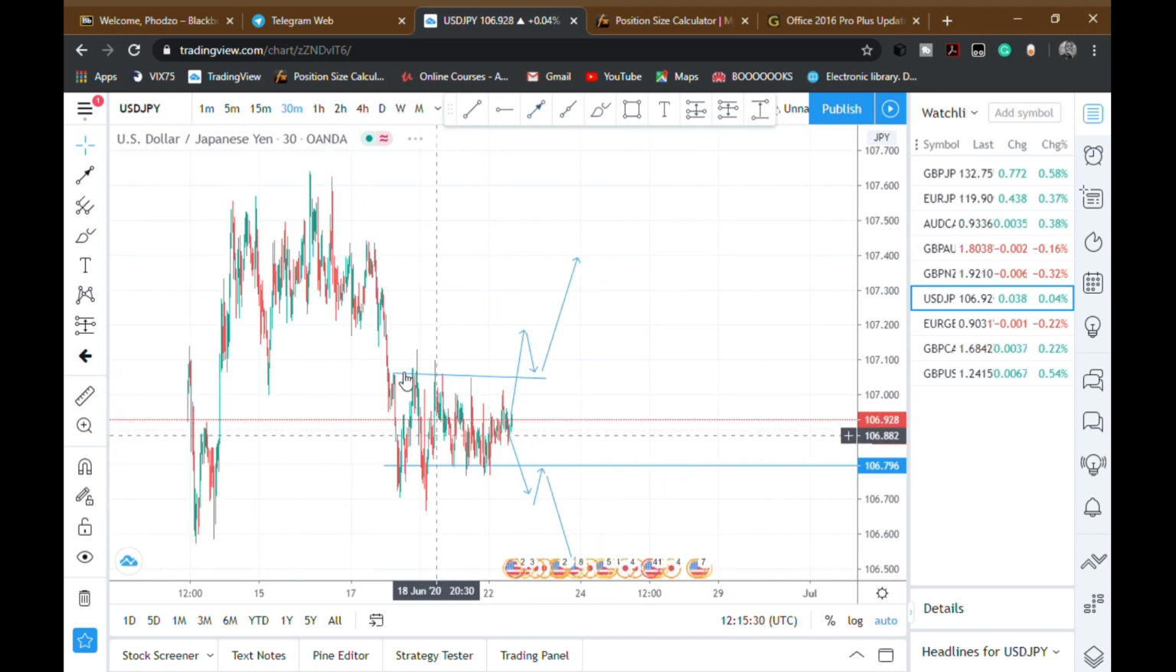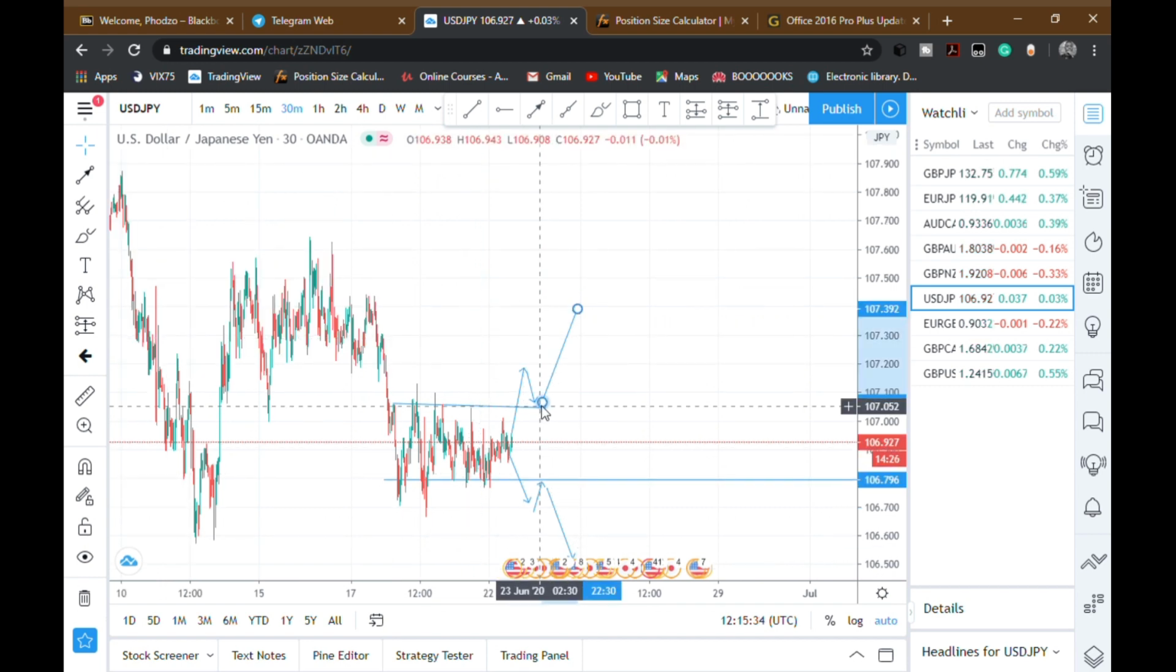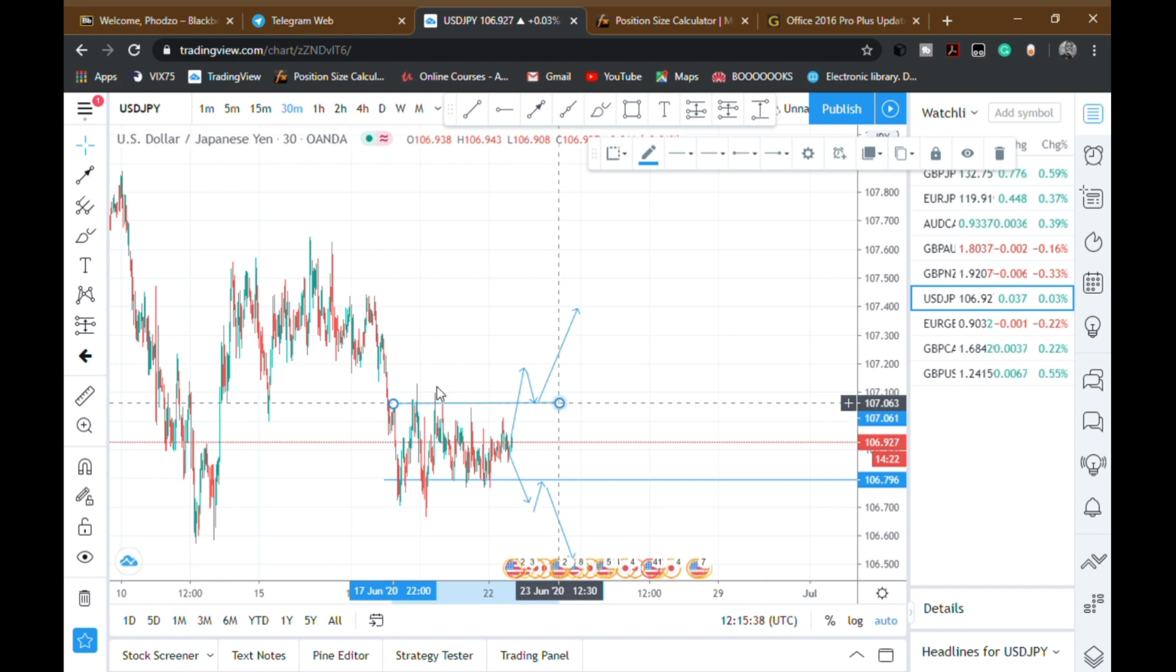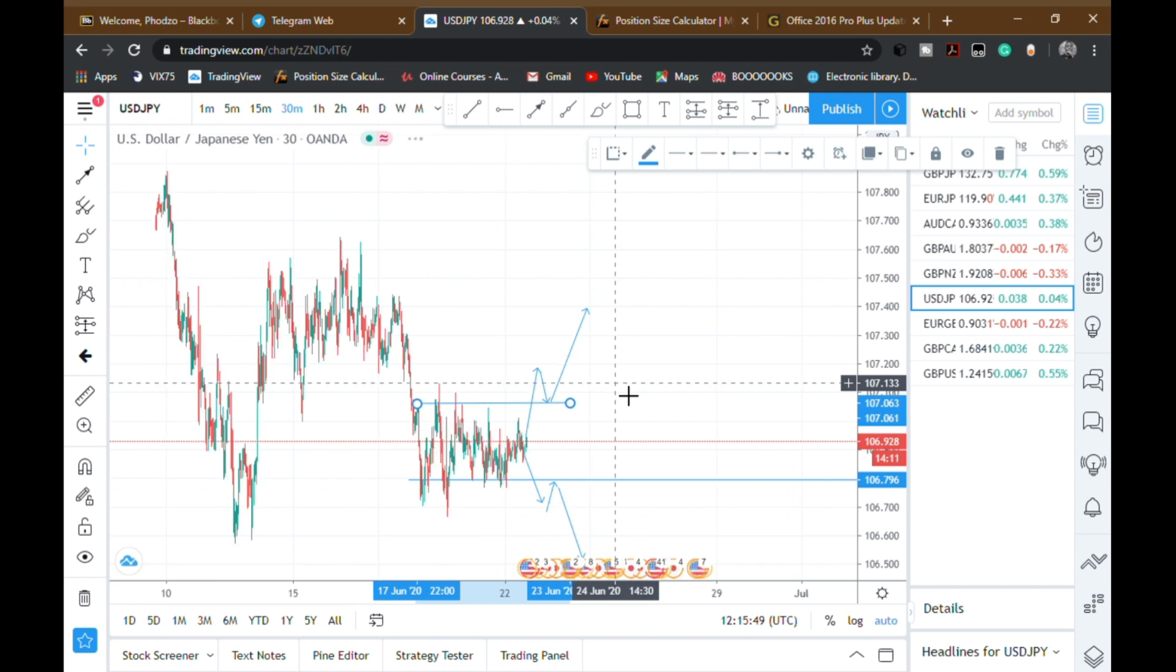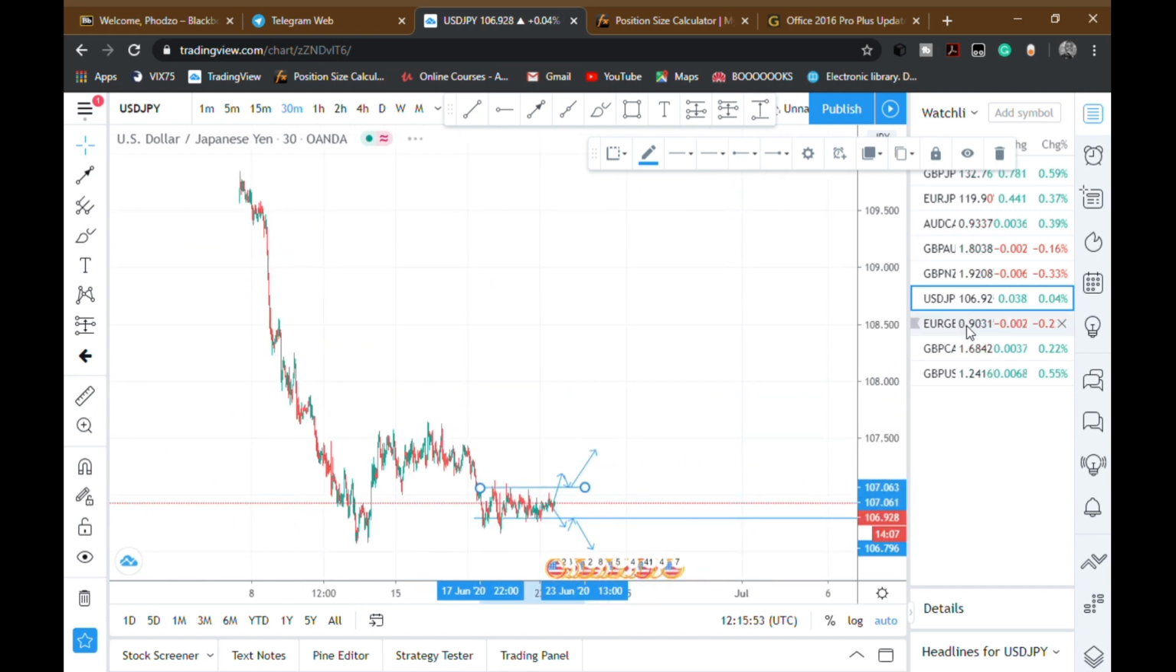I wouldn't trade inside here. I wanna trade outside of the range, because if it comes out of the range on the upside, there's a very high possibility that it's gonna jump out to the upside, and if it breaks to the downside, there's a very high possibility that it's gonna jump down.